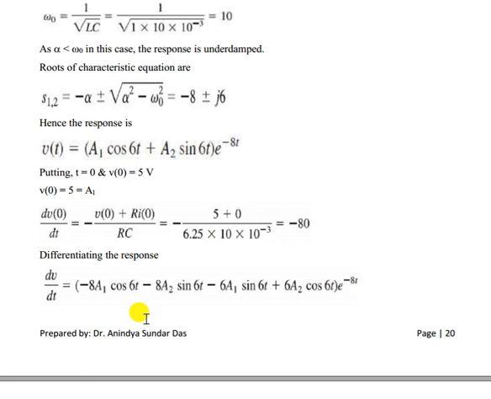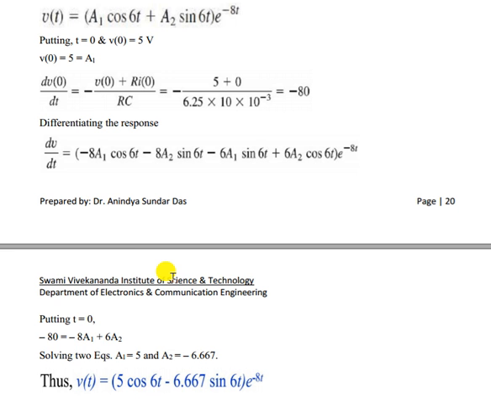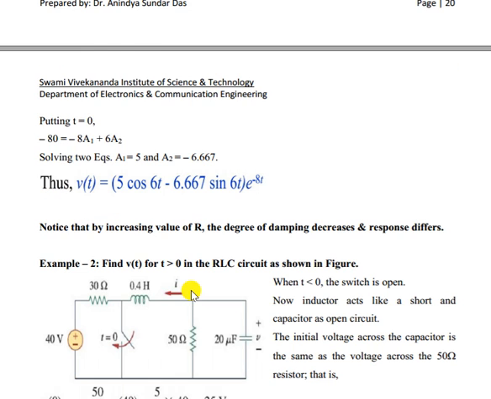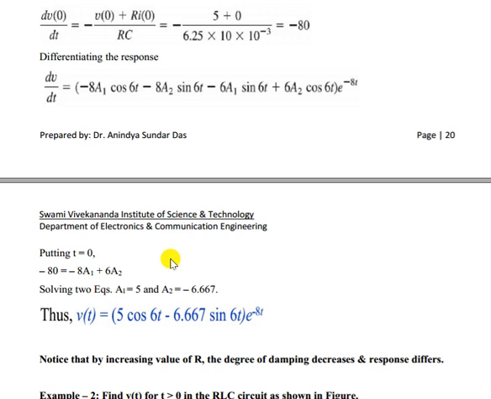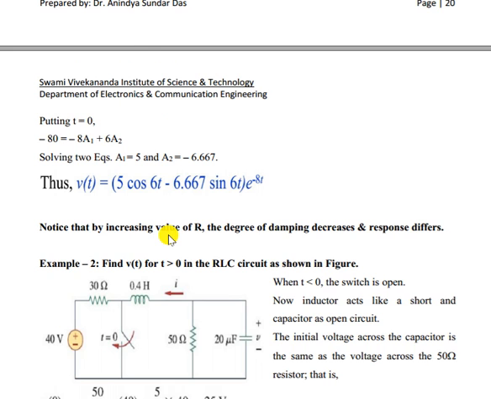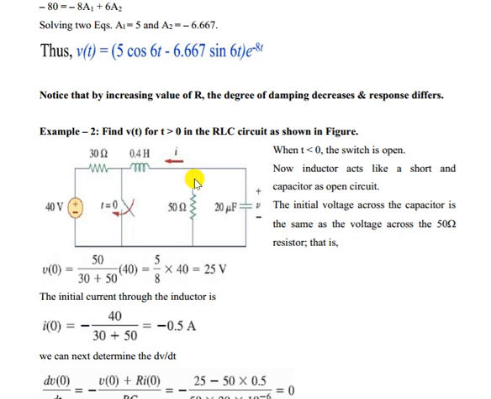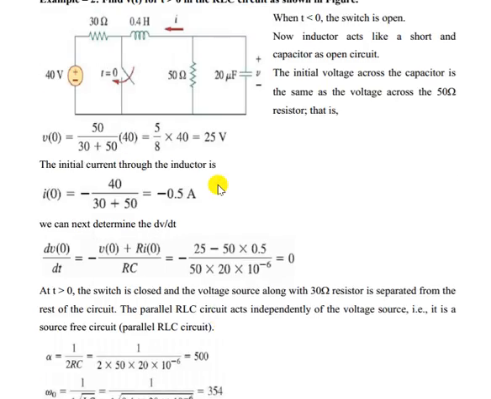Now put t equal to 0. So the sine terms become 0, the cosine terms you will have. So what you will get is minus 8a1 and here plus 6a2, which is equal to this minus 80. And you can put the value of a1, so we get the value of a2. Then we put the value of a1 here, a2 here. Others you already know. So this is the example. Now let us take another example.